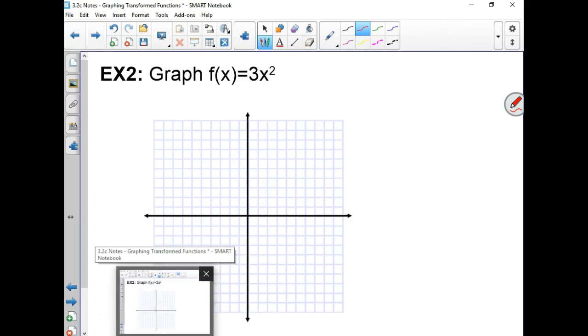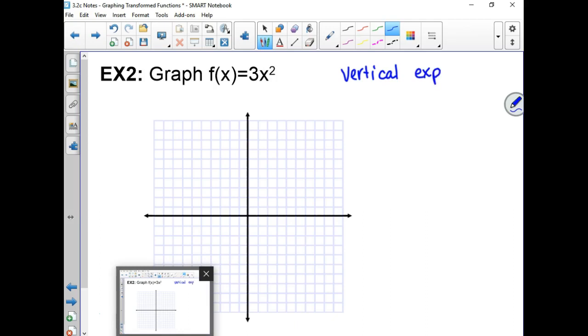All right, but example 2. So example 2, I think these are more difficult to do. For this one, we only have one transformation. And let's see, Caroline, what's that one transformation that we have here? Vertical expansion by a factor of 3.